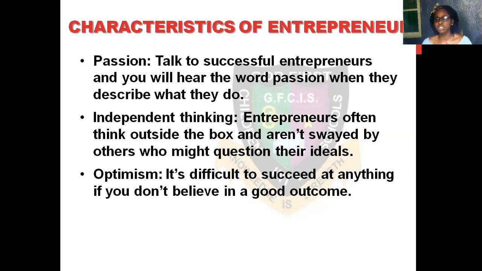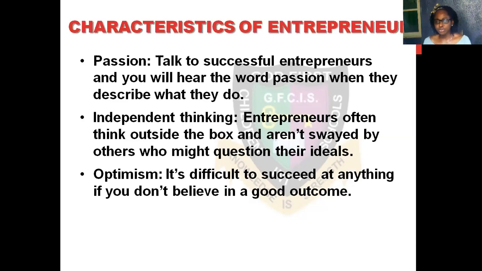We have number 2, independent thinking. They can think independently. They think on their own because they're going to organize other factors to bring out results. So they want to achieve success. Entrepreneurs often think outside the box and are not deterred by others who might question their ideas. They have their own thinking faculty. They think of how to organize things to be fruitful.